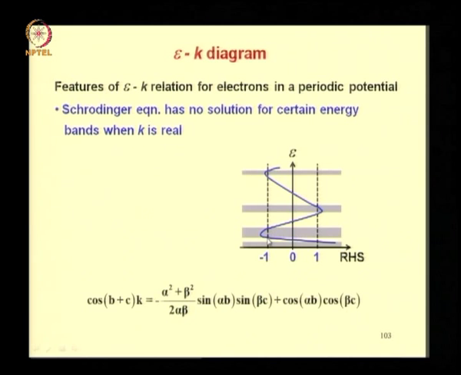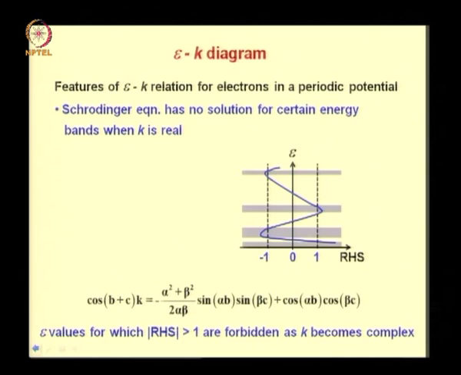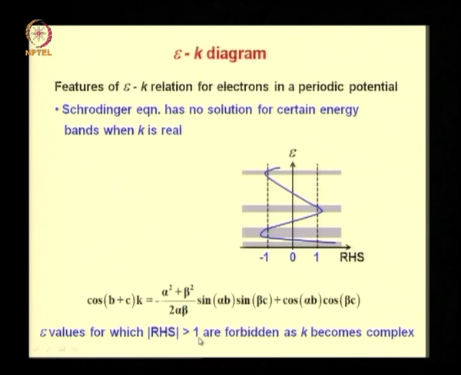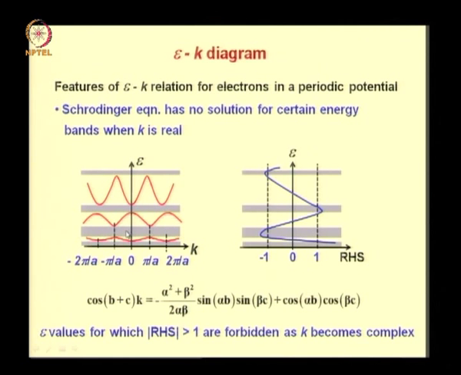So these band of energies here, similarly this, where the magnitude of the right hand side is going beyond 1, these energies are not allowed, because for these energies the k is not real. So the E values for which the modulus of right hand side is more than 1 are forbidden as k becomes complex. Now these are the bands that are shown on the Ek diagram here, okay. So each of these bands shown here actually correspond to these bands which arise from this particular equation.